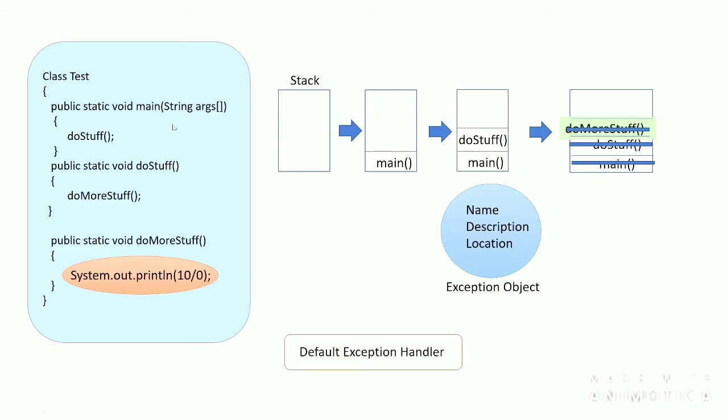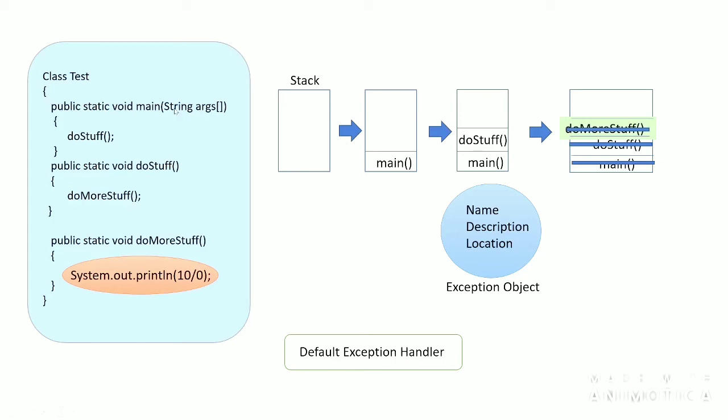Now JVM will ask the caller of the main method. Who is the caller of the main method? JVM itself is responsible for calling the main method, as JVM has called the main method. So now what will JVM do? JVM is responsible to handle the exception, as JVM has called the main method.